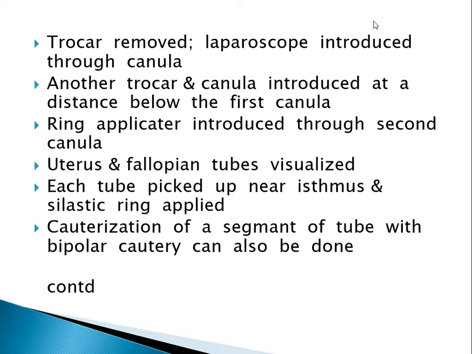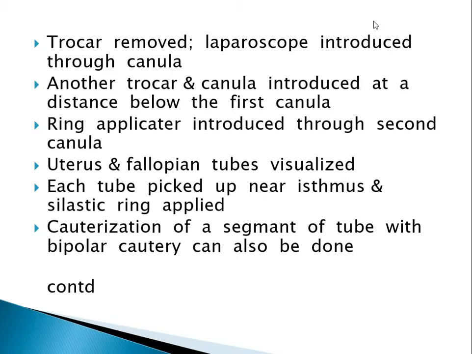this ring is made of silastic material, an inert material which does not cause any inflammation, damage, or harm to the patient. This silastic ring is then applied onto the loop of the fallopian tube. Then this is repeated on the other side also. So after applying rings to both the fallopian tubes, the ring applicator is removed, and the cannula is removed, and then the scope, that is the laparoscope, is removed.